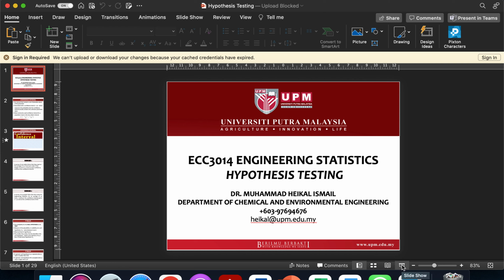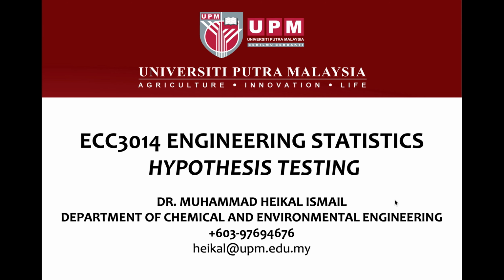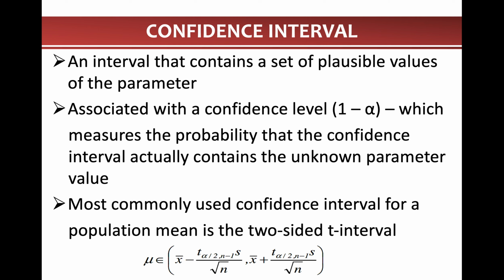So we move on to the second last chapter, which is hypothesis testing for engineering statistics. So what is a confidence interval? This is an important term that we have to really identify, which is an interval that contains a set of plausible values of the parameter, and it is always associated with the confidence level, which is 1 minus alpha, which measures the probability that the confidence interval actually contains the unknown parameter value. And the most commonly used confidence interval for a population mean is the two-sided t-interval. So this is a really important formula for you to really take note.